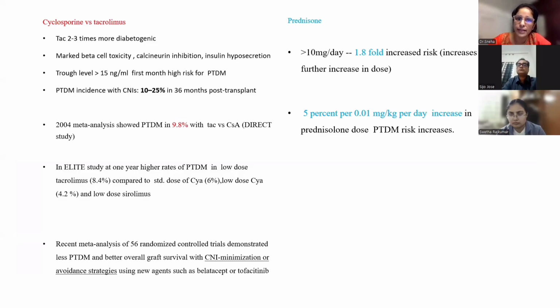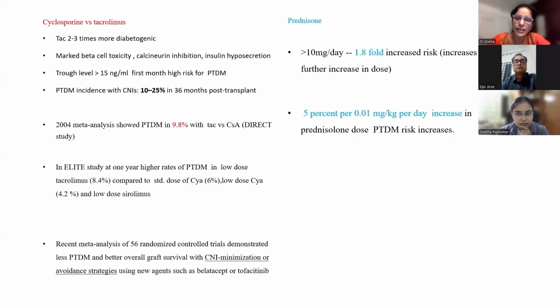because of its marked beta cell toxicity, calcineurin inhibition, and insulin hyposecretion. In the initial months, a higher trough level is also associated with high risk for PTDM. In those on CNI, especially tacrolimus, by around 3 years, 10 to 25% of the patients develop PTDM. The DIRECT study and a 2004 meta-analysis showed a 10% higher risk with TAC than cyclosporine. The ELITE study also showed a higher risk with the TAC dosage.